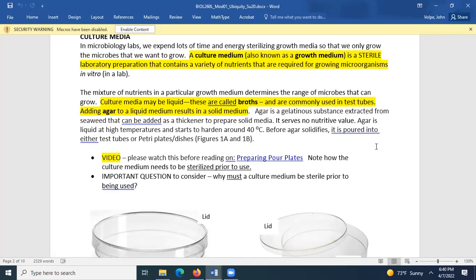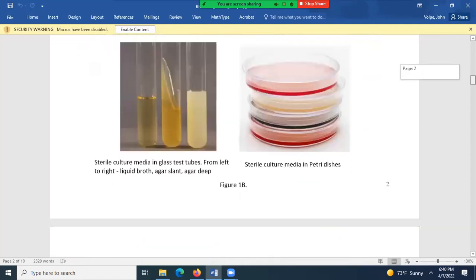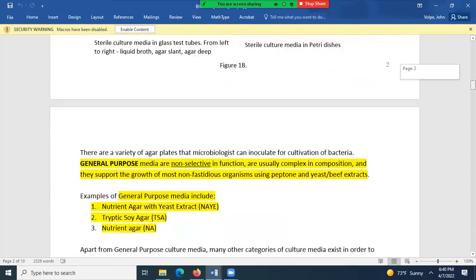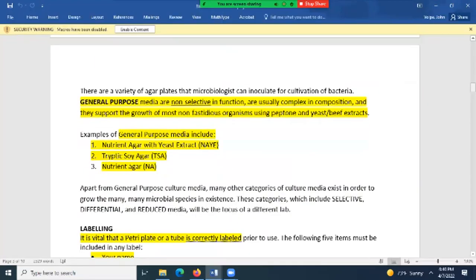There's a little video you should watch on preparing pour plates. I'll let you do that. After I'm done talking, I'm just giving a brief overview of the lesson.